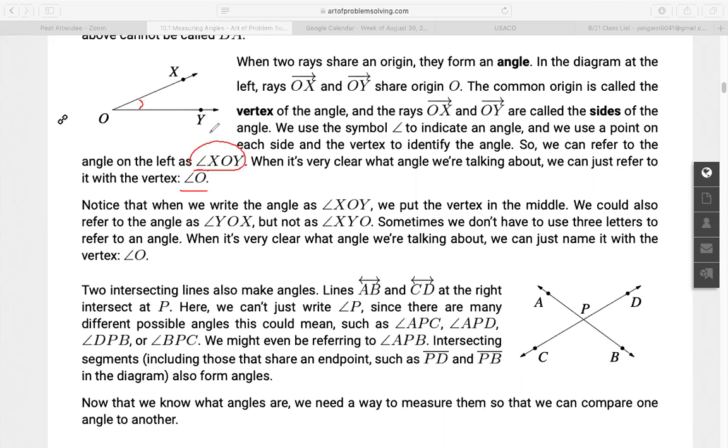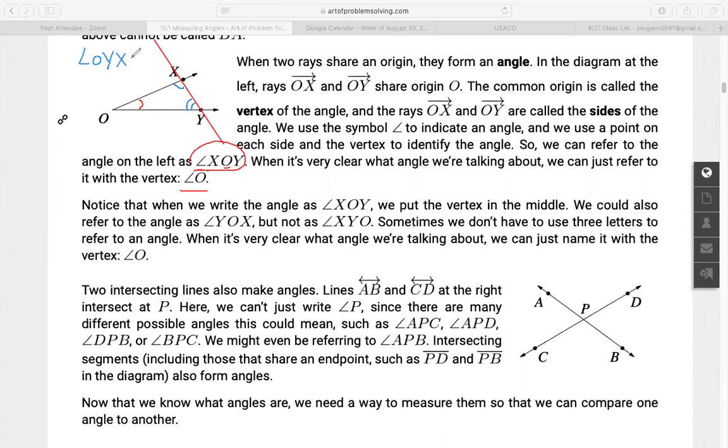But here you need to put the origin of this angle in the middle, say XOY. But OXY will represent a different angle. If I draw a line here, OXY will represent this angle, and OYX will represent this angle. Okay, but you can use angle OYX.